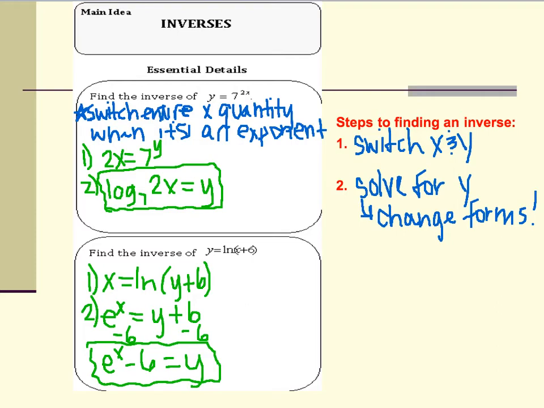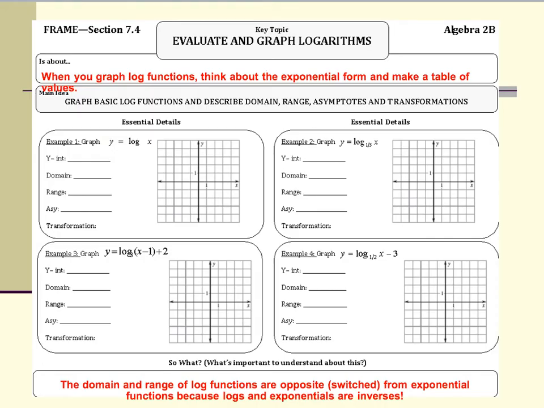Okay, let's move on to this frame. So down at the bottom it says the domain and range of log functions are opposite. Oh, I'm looking at the wrong one. You do need to flip your page over at this point. So let's flip our page over. Okay, let's flip our page over. And let's start by filling in our is about here.